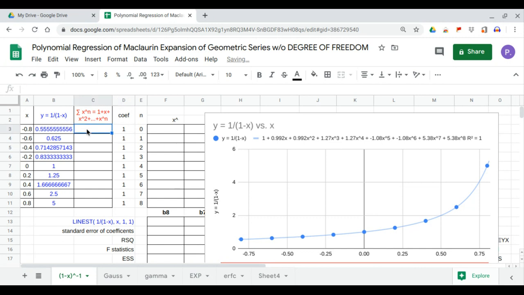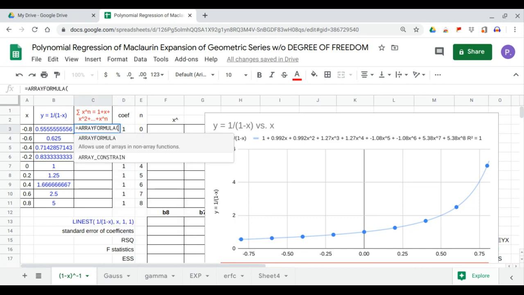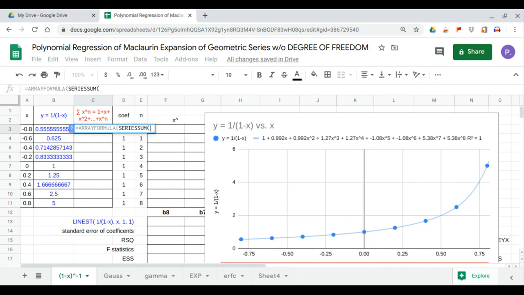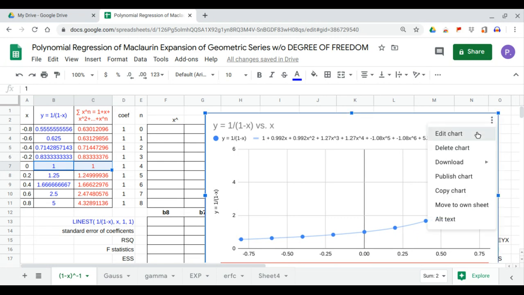So our expansion will be array formula series sum of the x values raised to the power 0 and incremented by 1, because our n is 0, 1, 2, 3. So incremented by 1, and our coefficients all will be 1. Our expansion almost matched our geometric series. We will insert this to the chart. So we will add this to the chart.